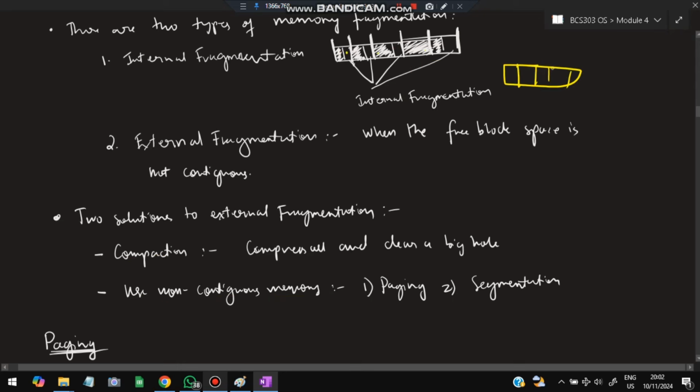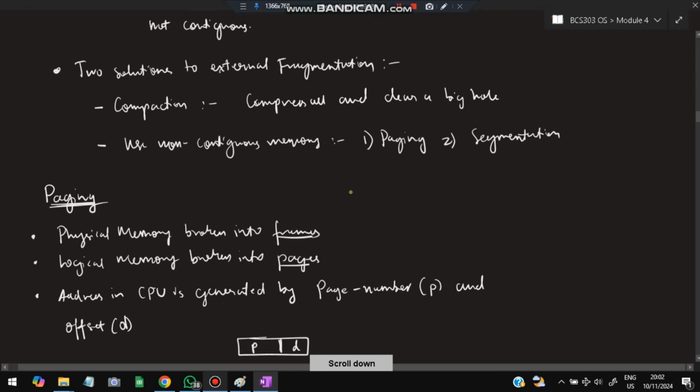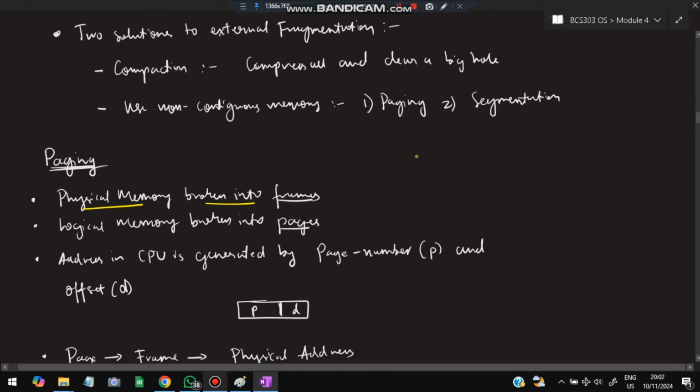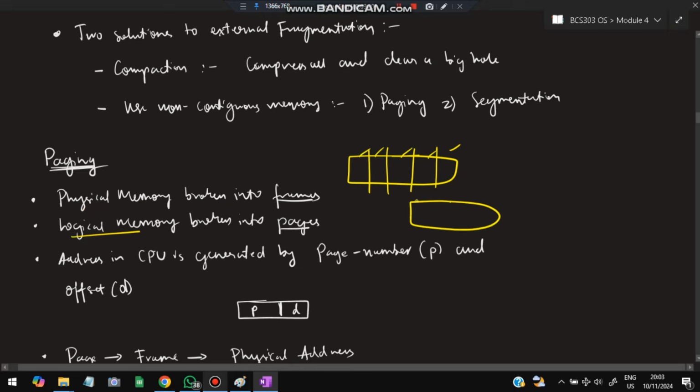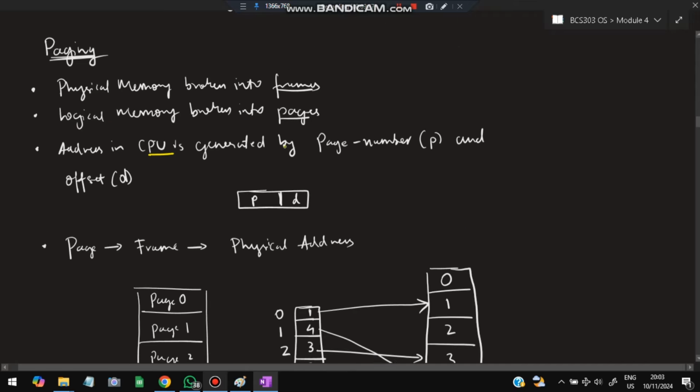Two methods are there, paging and segmentation, very important concepts. We'll discuss the physical frames. The physical memory, if it is broken down into different blocks, each is called a frame. And if it is the logical memory which is broken down into different blocks, it is called a page. The address generated by the CPU has a page number and an offset. The page number is present here, and the offset means in this page how much more I have to go to reach the destination.